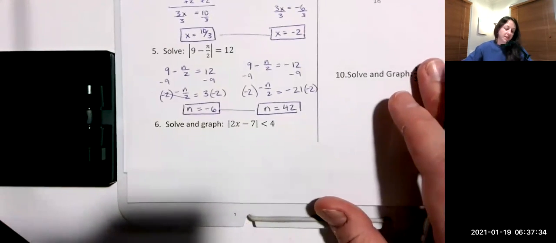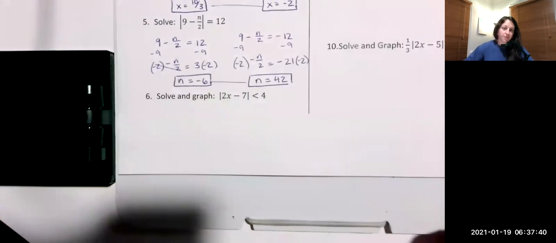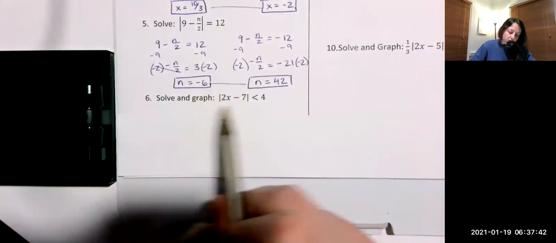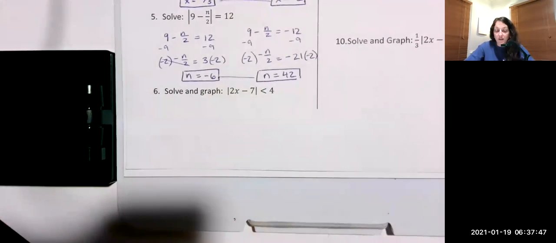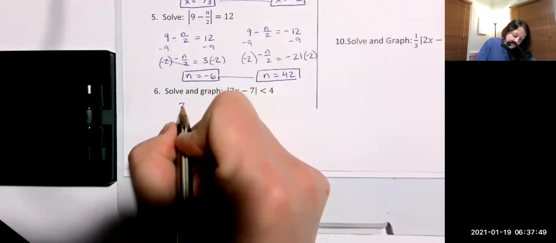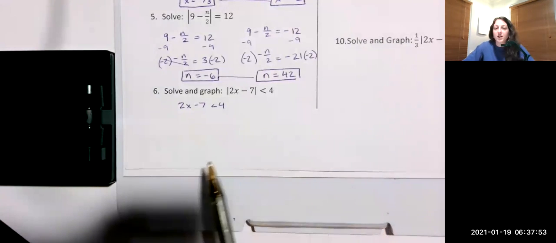So when we graph these, we're going to get 2 answers, and we're going to show a direction in which the answers could go. So for number 6, solve and graph, the absolute value is already by itself, so I don't have to do any work here. I go ahead and say 2x minus 7 is less than 4, but notice the difference here.